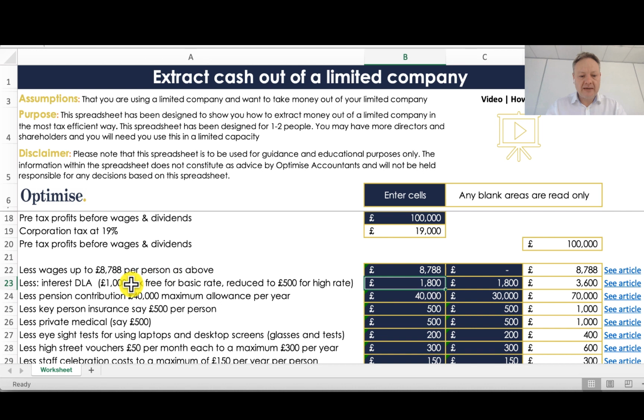Now, the thing to bear in mind here is that you can get £1,000 worth of tax-free interest out of the limited company as a basic rate taxpayer, which does reduce to £500 for high rate taxpayers. So you might want to adjust that for Sarah, because if you pay more than £500 worth of interest to Sarah, she is going to be subject to 40% income tax. Not a good idea. That said, the interest charge does reduce corporation tax, so not such a bad idea at all.